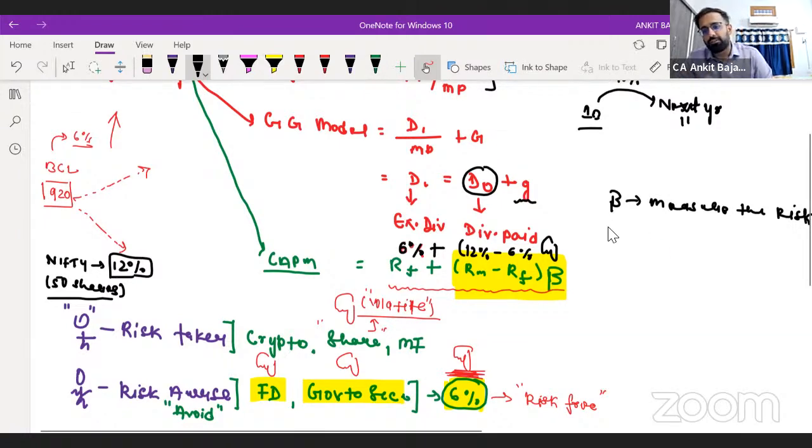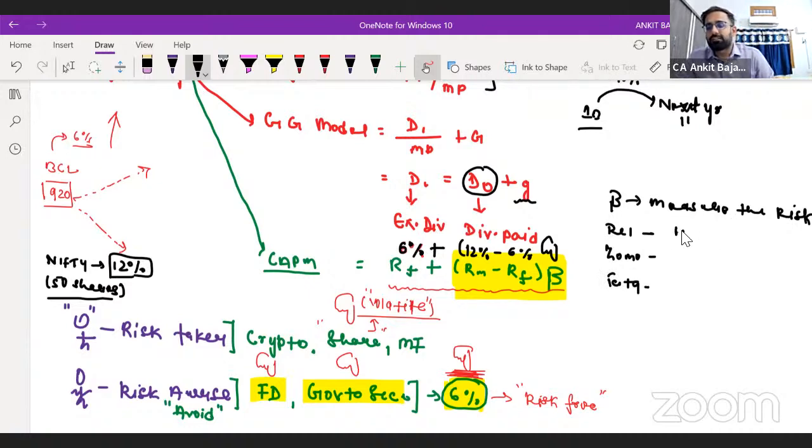So let's suppose you're planning to invest in Reliance share. What you will do is find out the beta of Reliance share, right? I will teach you how to calculate beta. So you will find out the beta of Reliance share if you're planning to invest in it. If you are planning to invest in Zomato, you will try to find out the beta of Zomato. Likewise, if you are planning to invest your money in Tata, you will find out the beta of Tata.